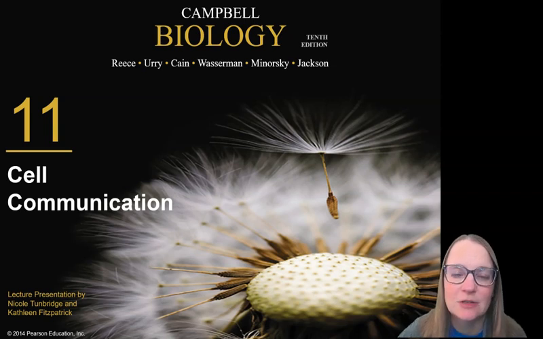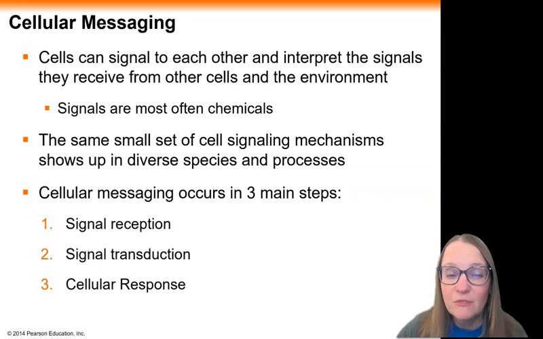Chapter 11 is titled Cell Communication. In this chapter, we're going to take a closer look at how cells can send messages to each other so they can communicate. Now, very frequently, the types of messages that cells will send to each other are in the form of chemical signals. Cells have the ability to respond to chemical signals sent from other cells, but also chemicals that might perchance be found in the environment as well.